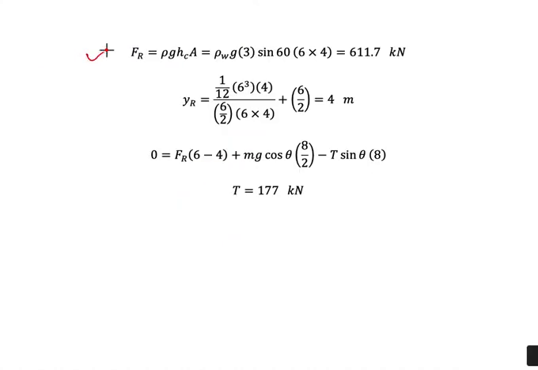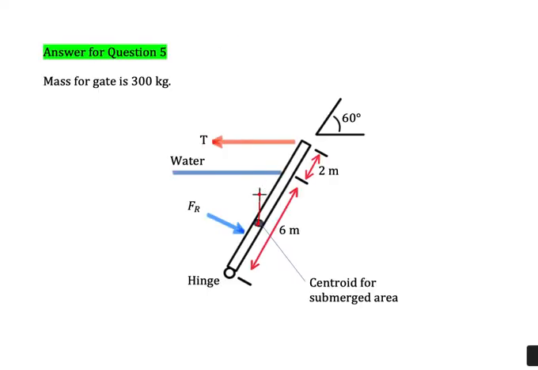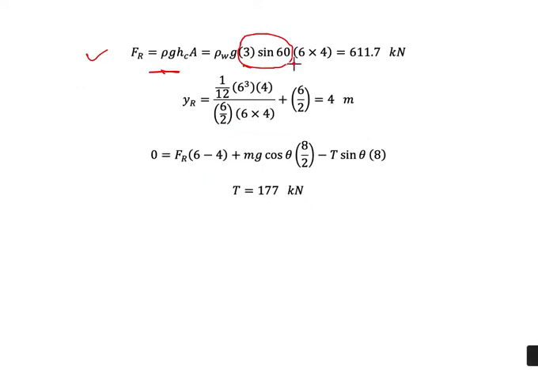Then we could calculate the resultant force by using this equation, rho g h_c A. So we substitute with 3 sine 30 here to get the vertical height from the centroid to the free surface, and then the area is 6 times 4. So we get 611.7 kilonewton. We could calculate the y_R here by using this one, and then we get 4 meter. And then we need to do the rotating moment calculation.